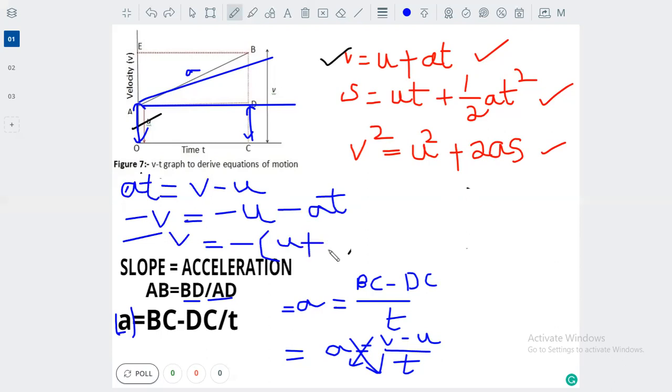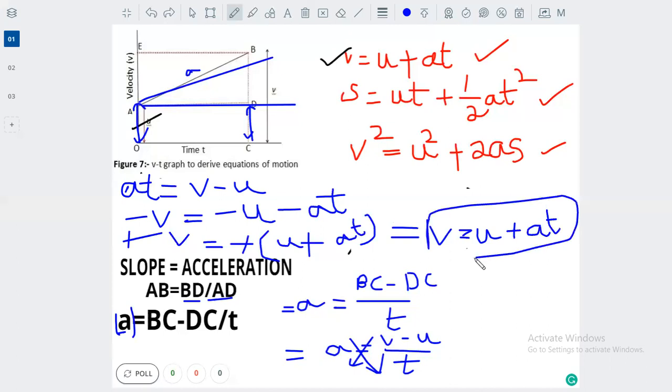plus 80, right? So then this minus and minus gets cancelled. Here and here the minus gets cancelled. So what is going to be the answer? V is equal to U plus at. Got the first equation? Clear? At last, I'll again show you the total procedure in the form of a picture. But see, this is the process how we are going to do the first equation. V is equal to U plus at.